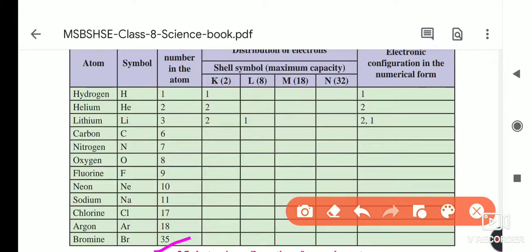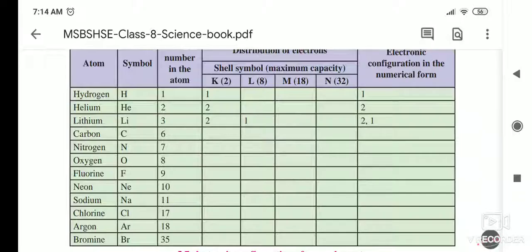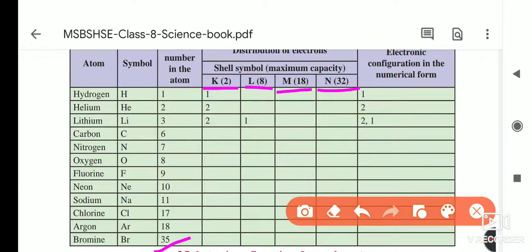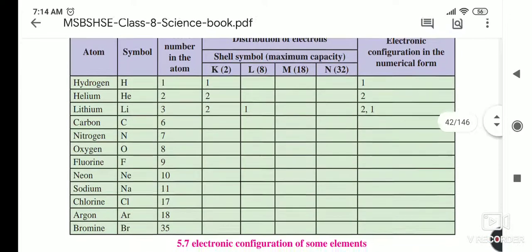So first of all, here the symbols of the elements are given and the number of electrons present in them is also provided to us, and from that we have to write how many electrons are present in the respective shells, that is K shell, L shell, M shell and N shell, and their capacity is also given here. K shell's capacity is 2, L's is 8, M's is 18, N's is 32. So first of all we will see which examples are solved, and then we will see the next.